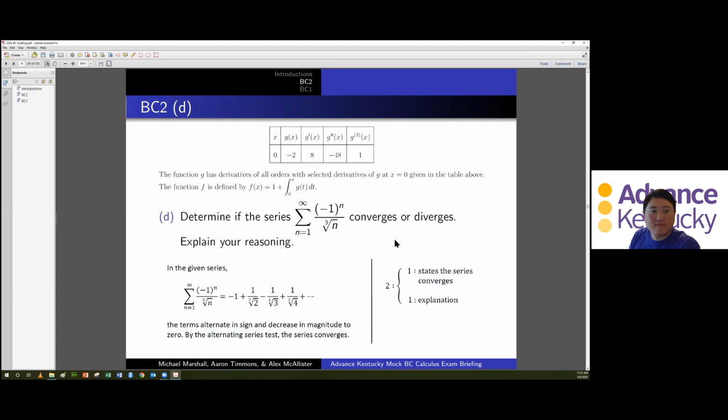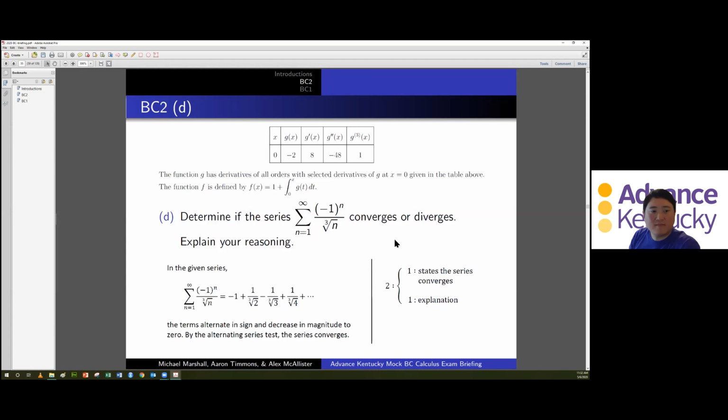So we gave them a series, right? The series from 1 to infinity, the third root of n in the denominator, -1 to the n, this alternating series. And we asked them, does it converge or diverge? I don't know that a question like this would be on a regular year's exam, but we don't have any multiple choice this year. And so I don't know.